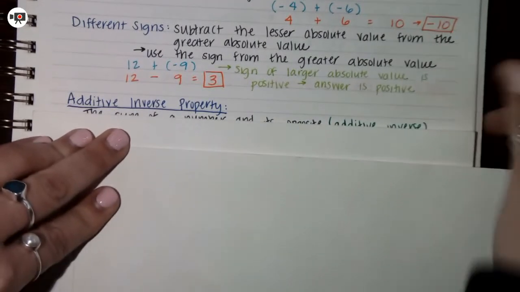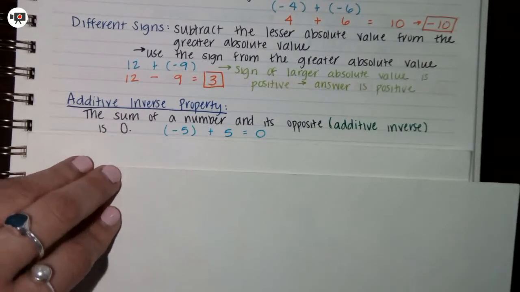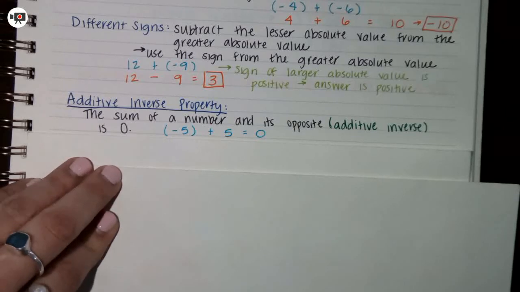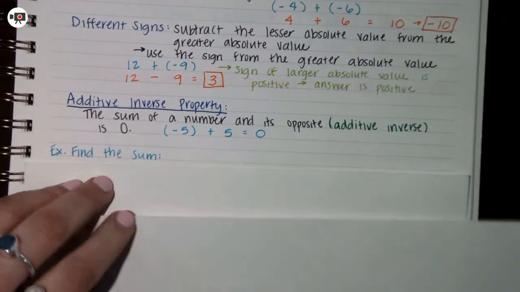Then we have the additive inverse property. And this says the sum of a number and its opposite, which is its additive inverse, is 0. Negative 5 plus 5 is 0. So let's do a couple examples.